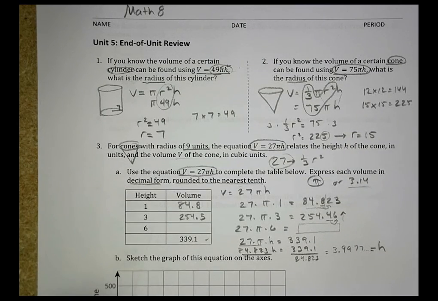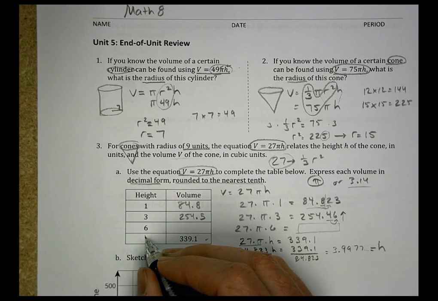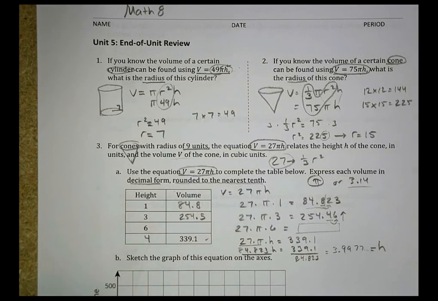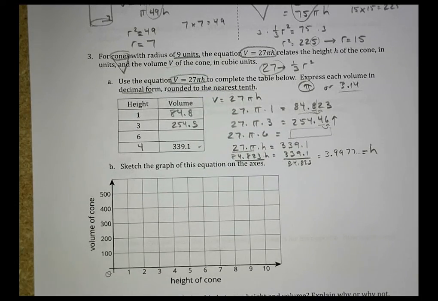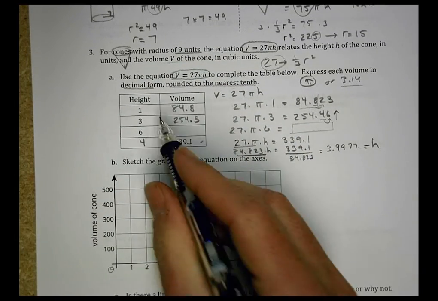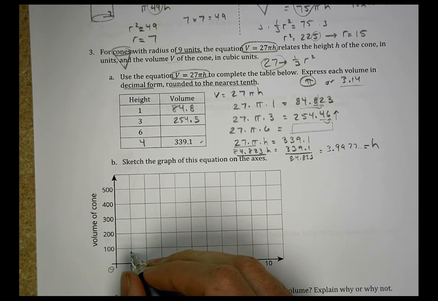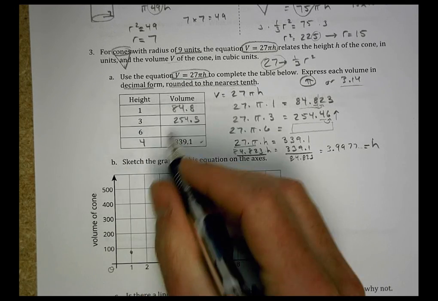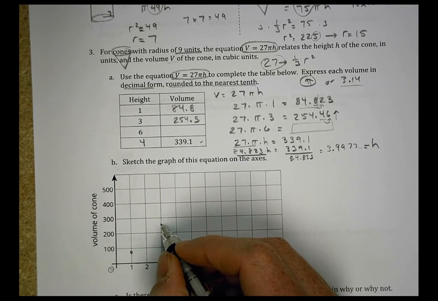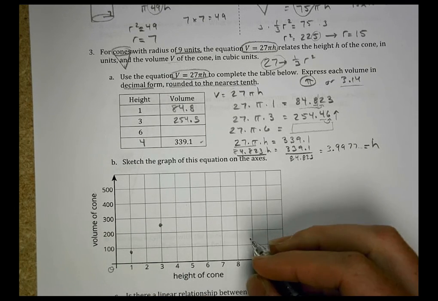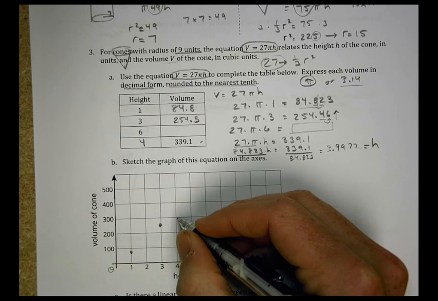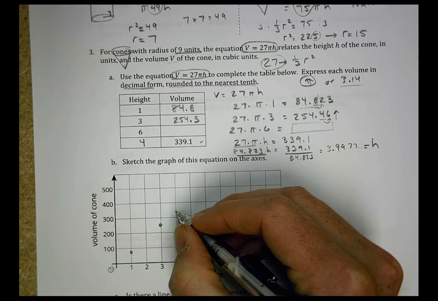Now, probably, it's not actually 3.99. I could estimate that h is probably equal to 4, because that's probably a better approximation. Okay, now it says to go ahead and sketch that on the axes right here. So when the height is 1, the volume's 84, so about there. When the height is 3, the volume is 254, so about there. When the height is 6, I skipped that one for now. And when the height was 4, we said it was 339, so somewhere about here.